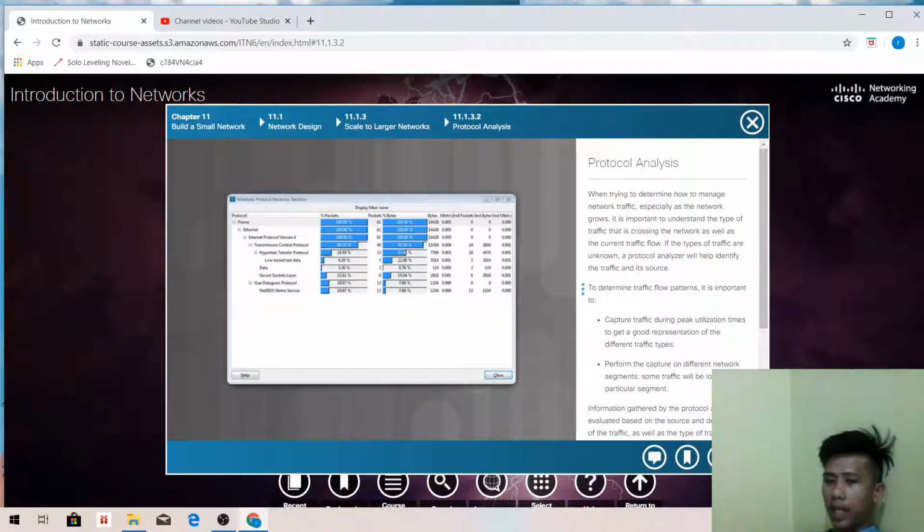Protocol analysis. When trying to determine how to manage network traffic, especially as the network grows, it is important to understand the type of traffic that is crossing the network as well as the current traffic flow. So, capture the traffic during peak utilization times to get a good representation of the different traffic types.